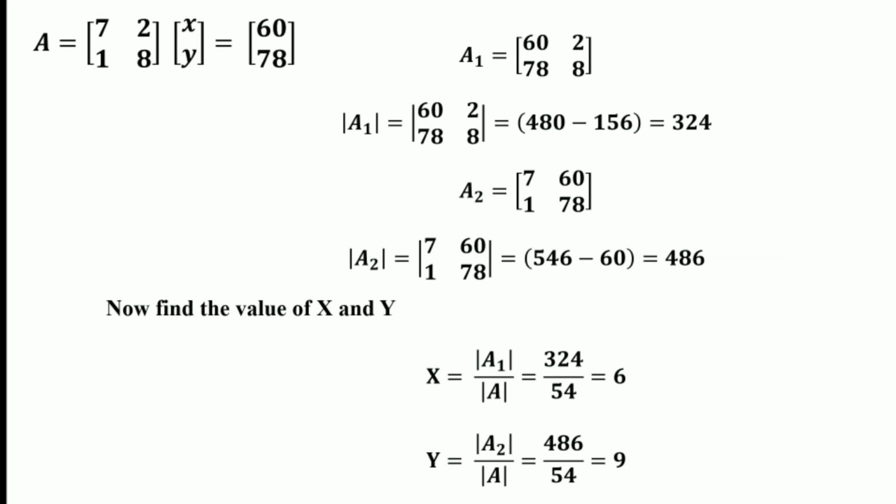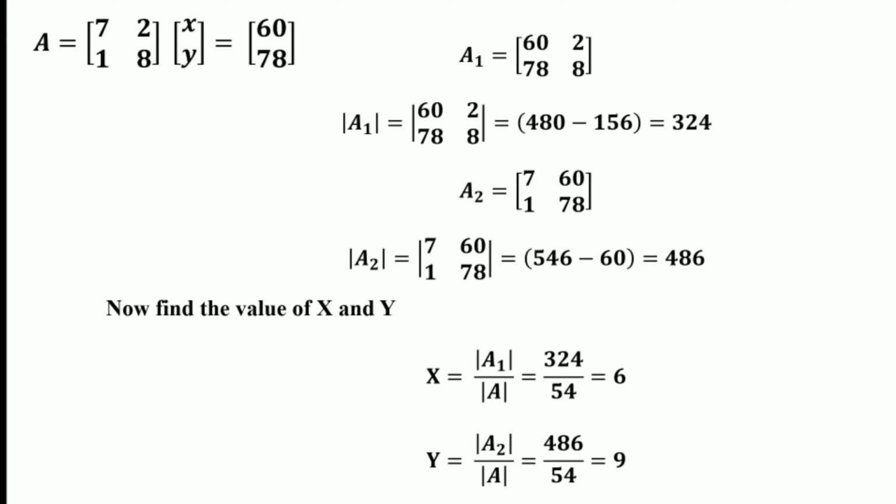After forming the new matrix A1, the next step is to find its determinant value. So the determinant of A1 is equal to 60 into 8, that is 480, minus 2 into 78, which is 156. So 480 minus 156 is equal to 324. So 324 is the determinant of A1.